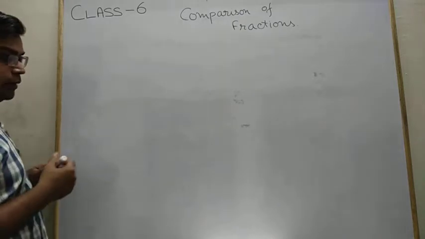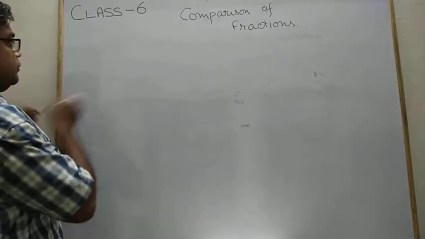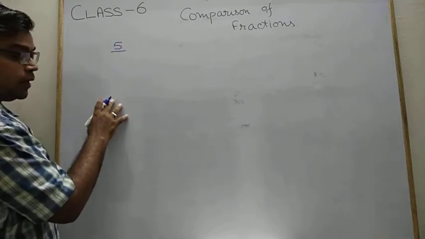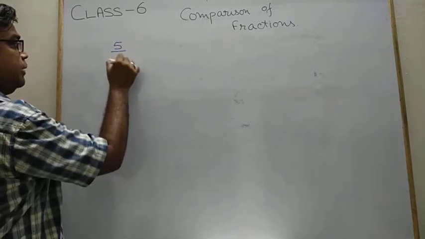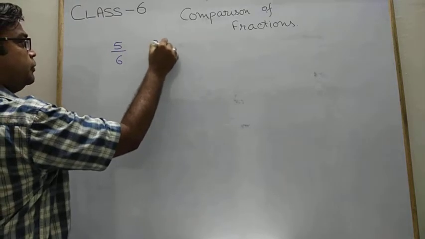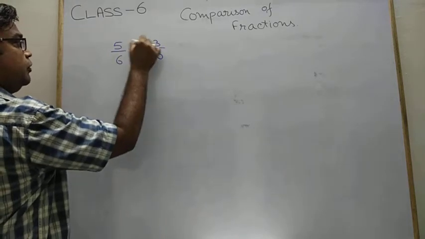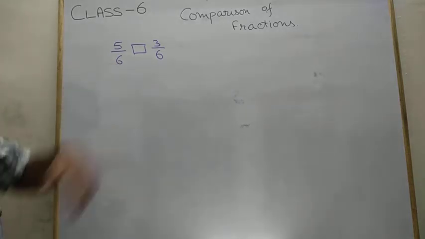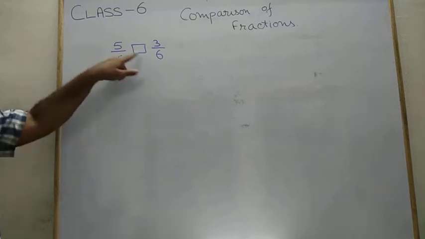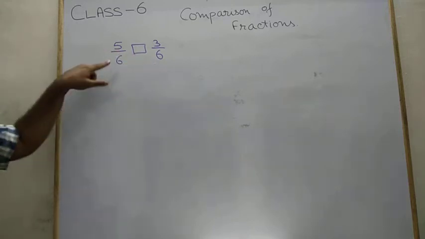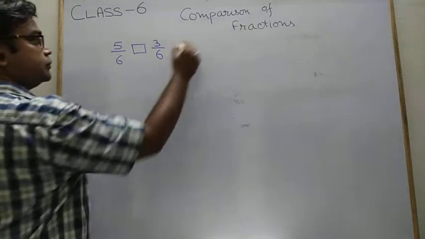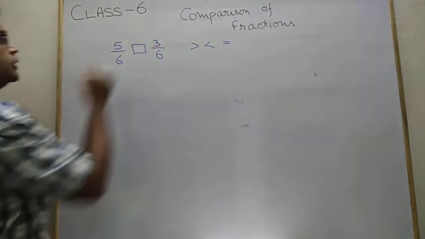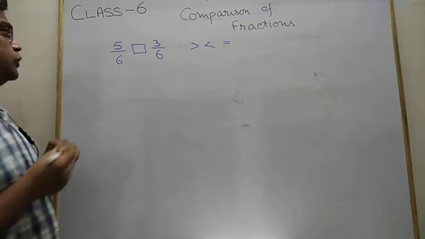compare. It says which sign comes in the fill in the blanks: 5 upon 6 and 3 upon 6. These two fractions are given and there is a box. So how do we compare which one is greater or smaller, or whether we can call them equal? We can place either the greater than sign, less than sign, or equal to sign, whatever is required in this condition. So let's first start.